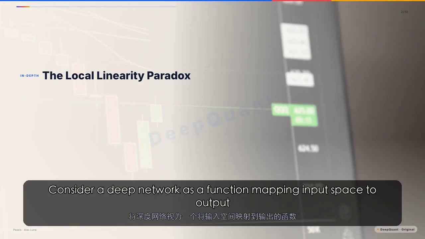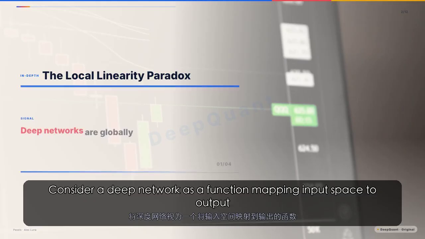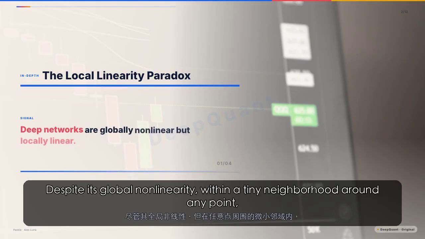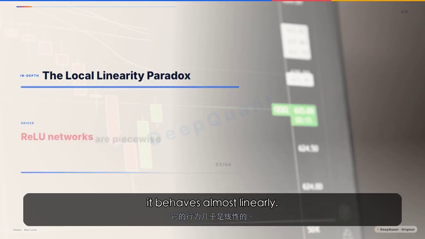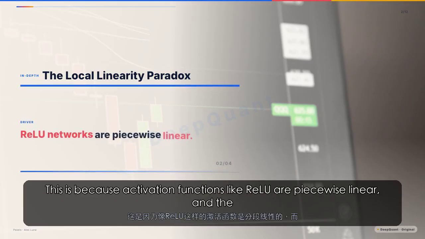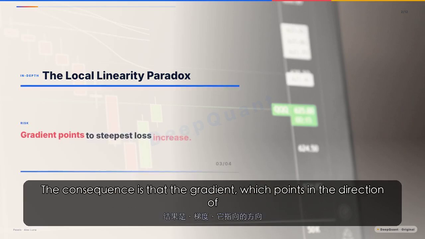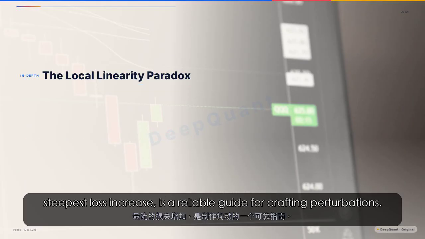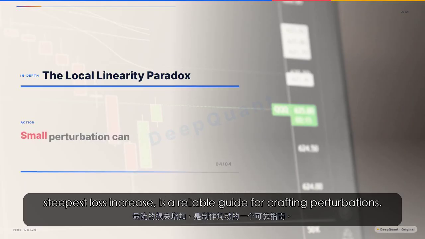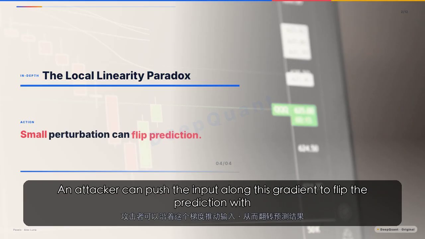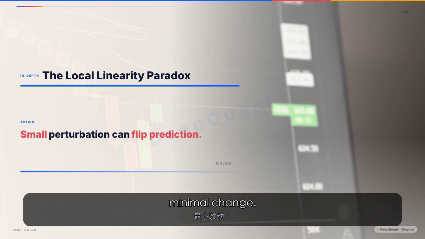Consider a deep network as a function mapping input space to output probabilities. Despite its global nonlinearity, within a tiny neighborhood around any point, it behaves almost linearly. This is because activation functions like ReLU are piecewise linear, and the network is a composition of such pieces. The consequence is that the gradient, which points in the direction of steepest loss increase, is a reliable guide for crafting perturbations. An attacker can push the input along this gradient to flip the prediction with minimal change.